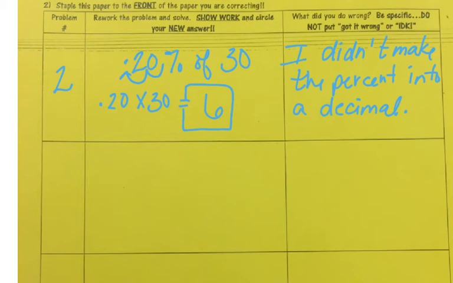Mistakes just mean that we're learning. So don't ever be worried about making a mistake or showing me a mistake you made or asking me for help. Once you've completed this yellow correction form, you need to staple it to the front of your test, and make sure that you turn it into your class period's box.